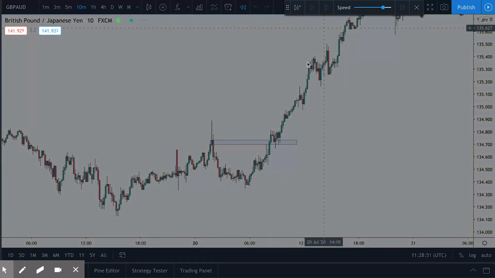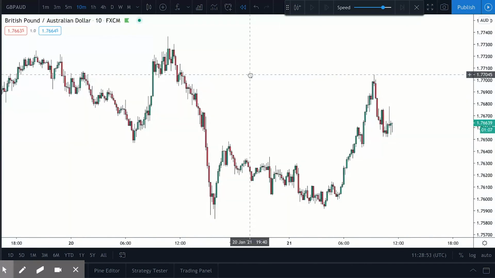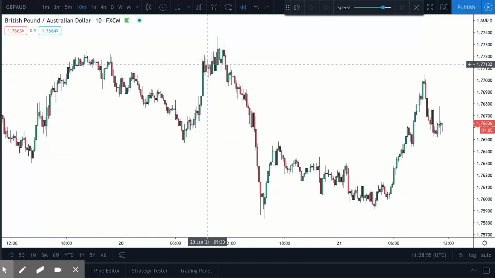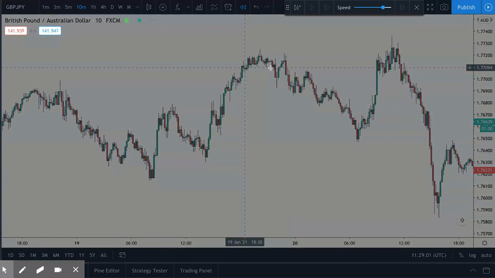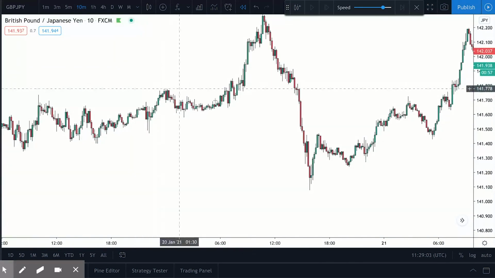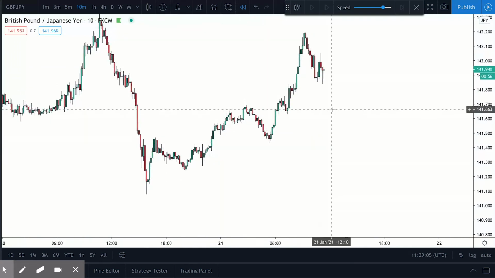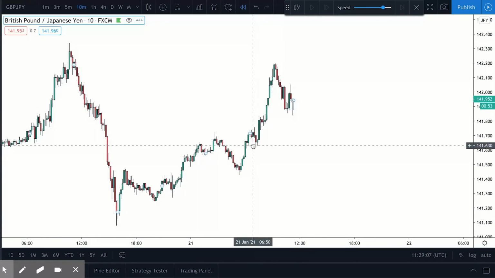Now, if you like the additional confluence and you like the additional confirmation, I've just lost that example now, then it's great, okay? It can be very useful. But if you can trade without it comfortably and you don't think you need it in your trading, well, then just keep it that way, all right?